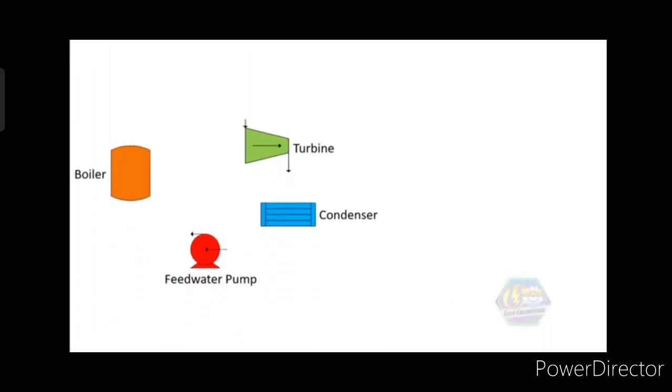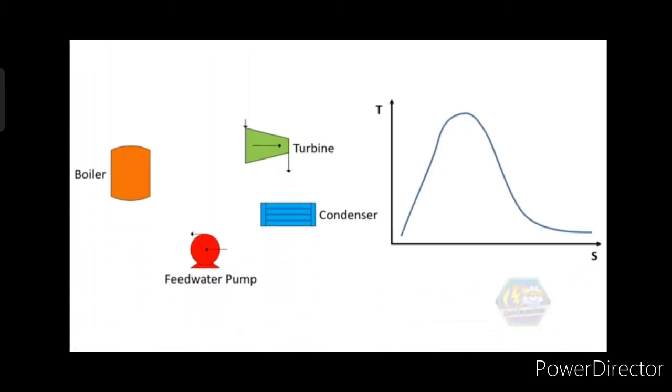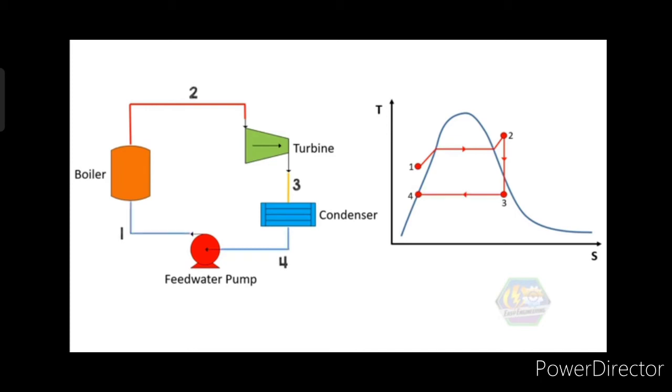Okay, so let's have a recap. Starting from the boiler, we convert the liquid water into steam, introduce it into the turbine to generate work, and then we condense it in the condenser and pump the liquid water back to the boiler through a high-pressure pump.